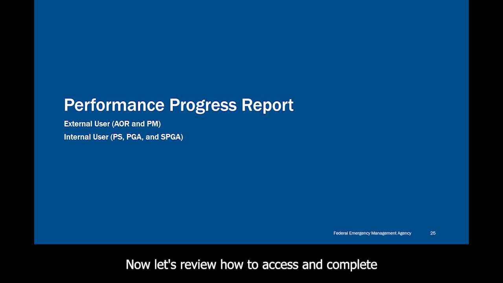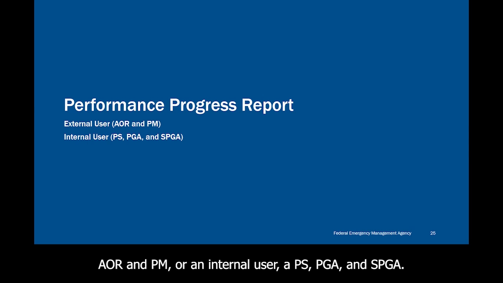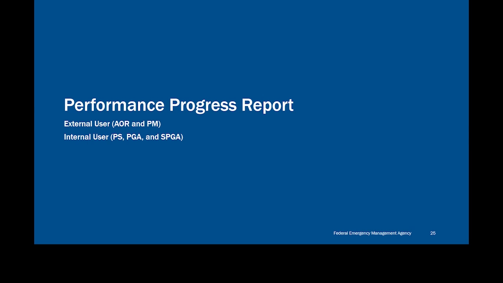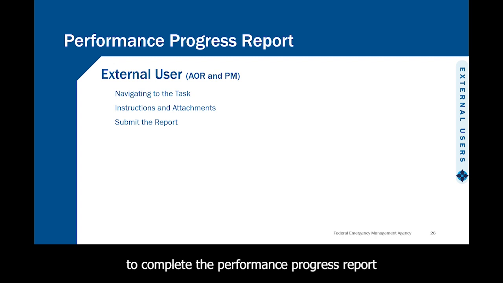Now let's review how to access and complete the Performance Progress Report as an external user, AOR and PM, or an internal user, a PS, PGA, and SPGA. There are a few steps to complete the Performance Progress Report as an external user, an AOR, and PM. We will walk through how to navigate to the task, the instructions and attachments, and how to submit the report.